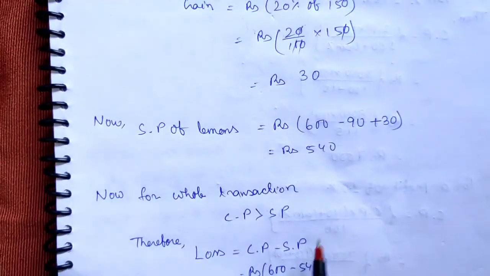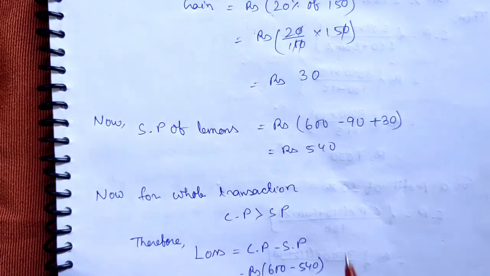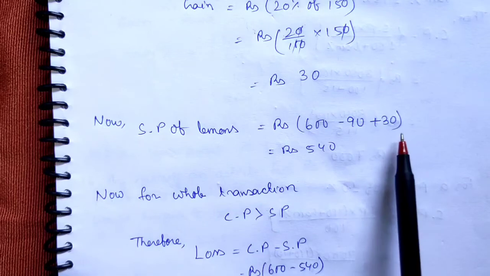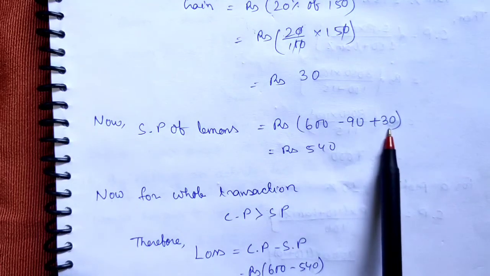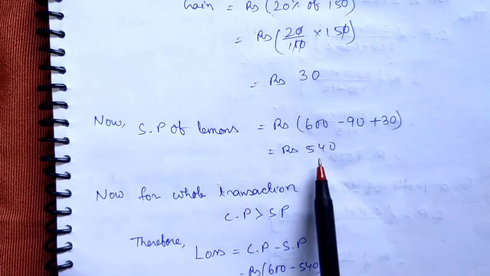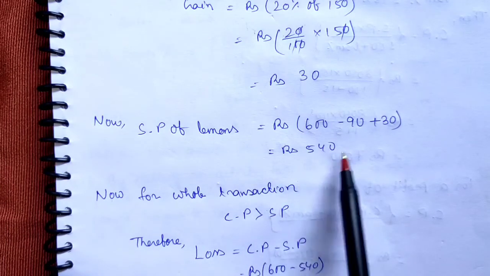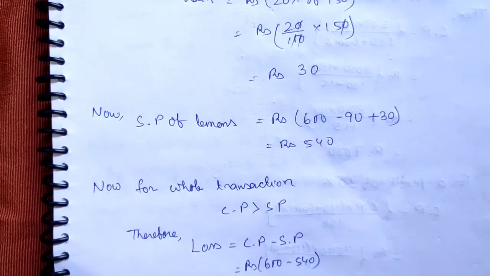In his first transaction he lost 90, isn't it? He lost rupees 90, so this is minus 90. In the second he gained rupees 30, isn't it? So it is plus 30. So 600 plus 30 is how much? 630 minus 90 is 540. Okay, so SP of the lemons is how much? 540. Okay, now look at the whole transaction.